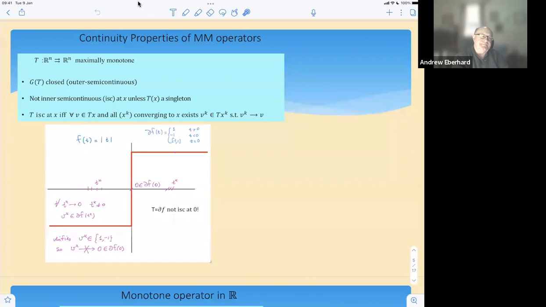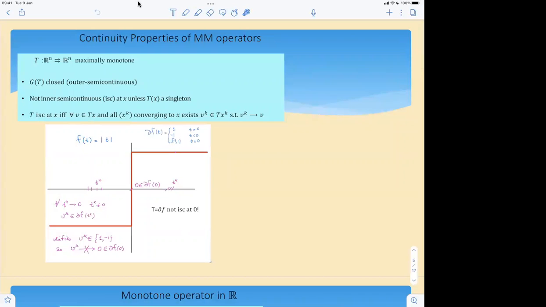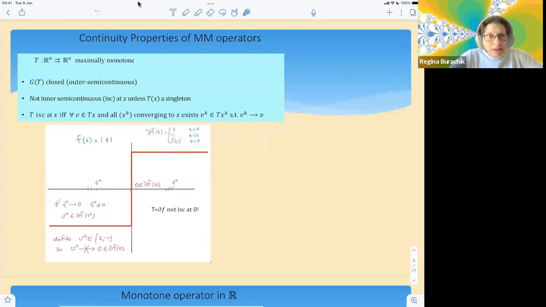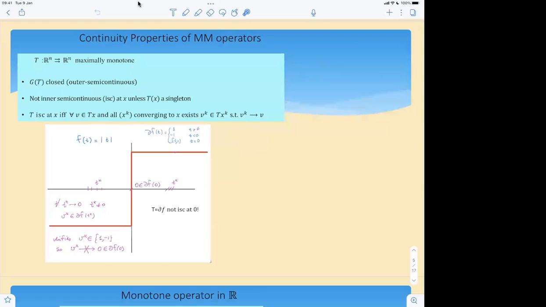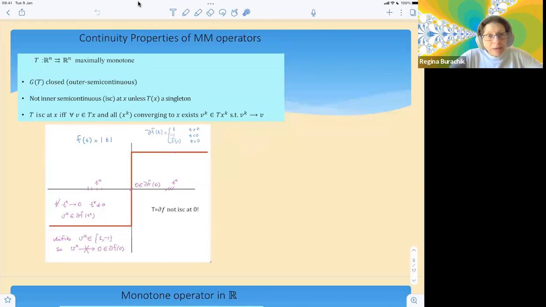Yes, Alex. Go ahead. Sorry, maybe I'm also missing something here. Take T of x equals the whole space everywhere. Is it inner semi-continuous? Yes. It doesn't have to be single valued. No, but for that case, because T is not monotone. T of x is R^n for every x, right?